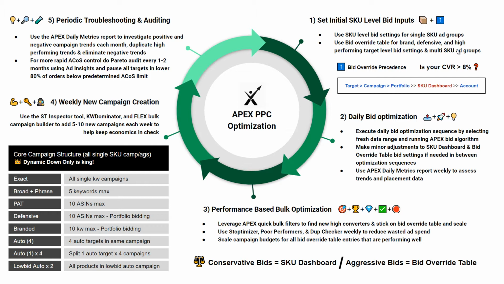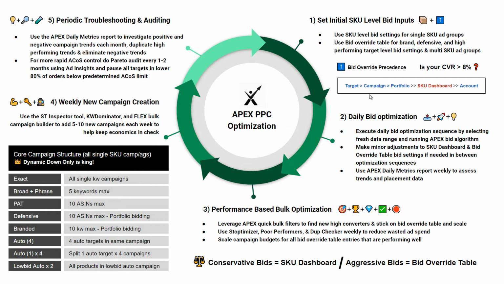That can be across any of the SKUs, but you do try to keep things balanced based on how much room you have in your margins and things like that. But you can see the table there. That's really the core campaign structure that we found works really well. We do recommend all single SKU campaign ad groups if you can help yourself, with the exception of the low bid auto, and we've seen that work well. You do want to get that campaign, specifically the low bid auto, on the bid override table so you can monitor that, because the SKU dashboard does not account for multi-SKU ad groups. That's one key point to understand.